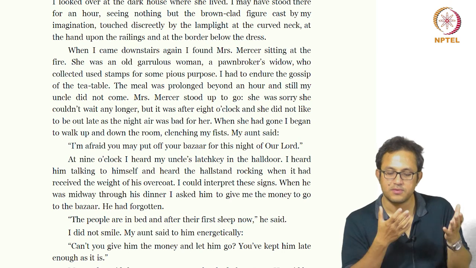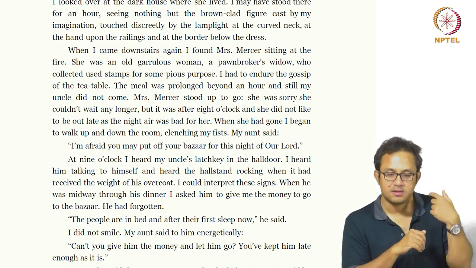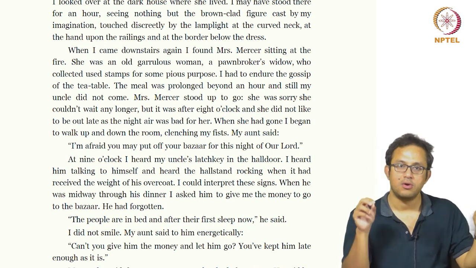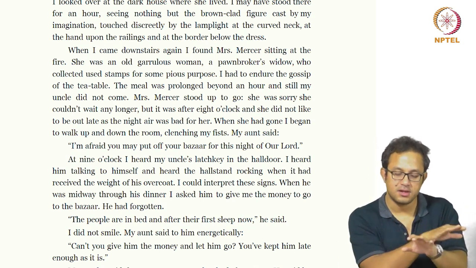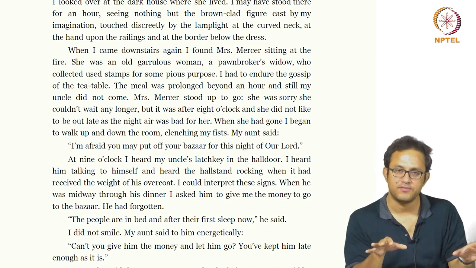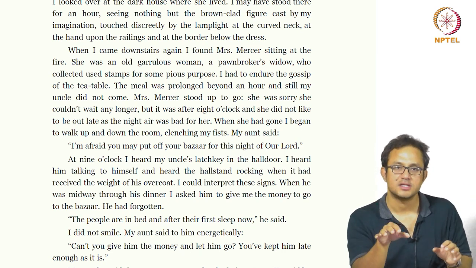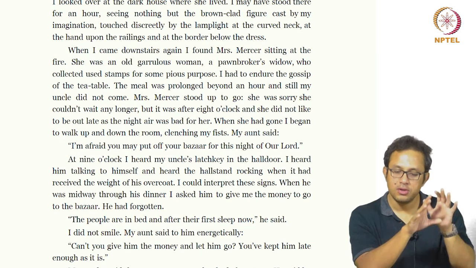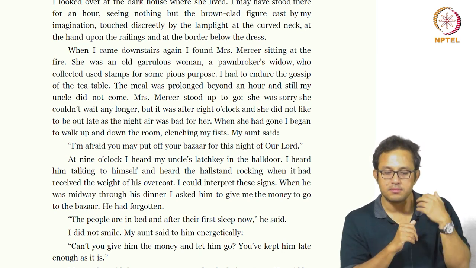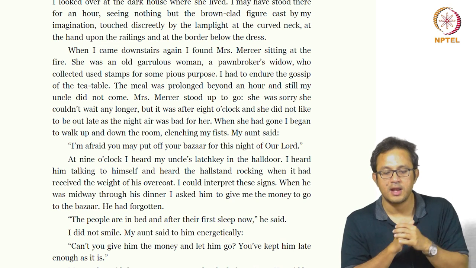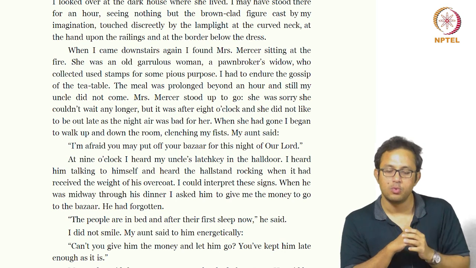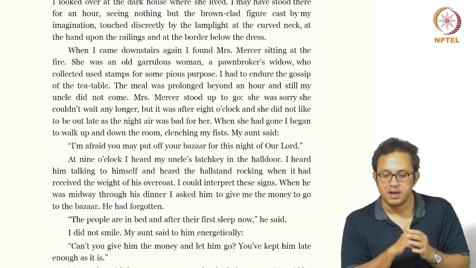It's the ultimate erotic figure for him, and that erotic quality is displayed immediately after this, because the figure has been touched discreetly by the lamplight at the curved neck. So look at the way in which the lamplight and his organic gaze are equated together. Again, this is a classic case of very complex visual narrative. The lamplight and his eye light are being equated, mapped onto each other, and both of them are working together in sync to take a look at the object of desire, right? The lamplight at the curved neck, at the hand upon the railing, and at the border below the dress. Very metonymic, very fragmented, classic close-up camera techniques which are used to describe the object of desire by the male imagination.